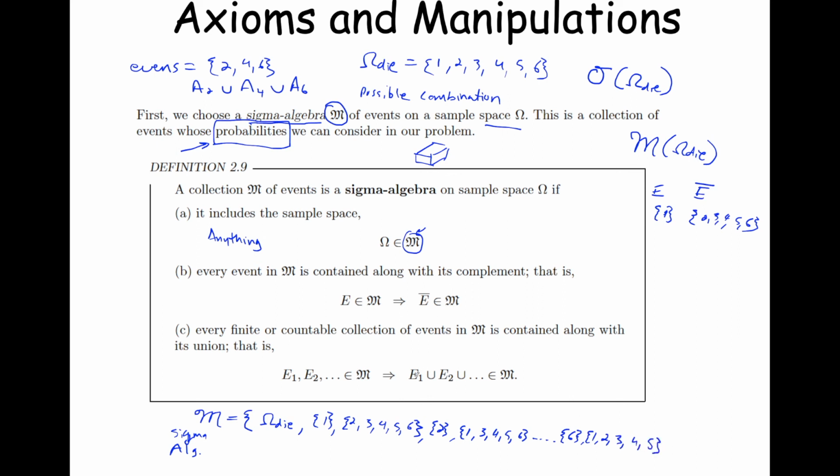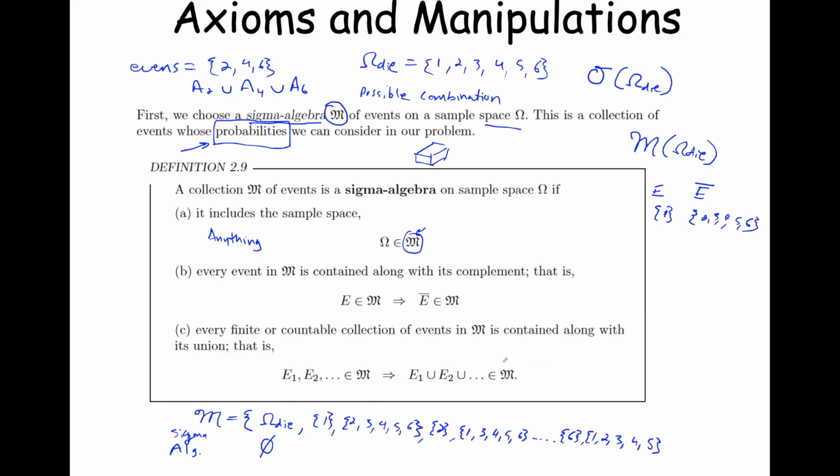Okay, so we know so far that the sigma-algebra for the die roll includes the anything event, and it includes 1, not 1, 2, not 2, up to and including 6 and not 6. Now, if we include the anything event, what is the complement of omega die? Well, that is our empty set. So we have the anything event, and then we have all events we can think of because we set no restriction on E. And if you have E, it means you also have not E.